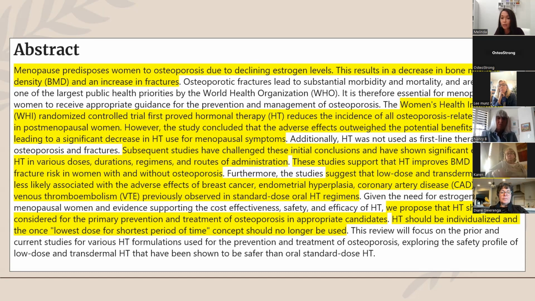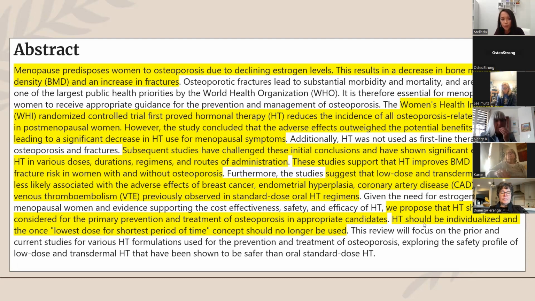The studies suggest that low dose and transdermal hormone therapy are less likely associated with the adverse effects of breast cancer, endometrial hyperplasia, coronary artery disease, and venous thromboembolism or blood clot, previously observed in standard dose oral hormone therapy regimen. So they're saying here that transdermal or topical is safer than oral hormones.